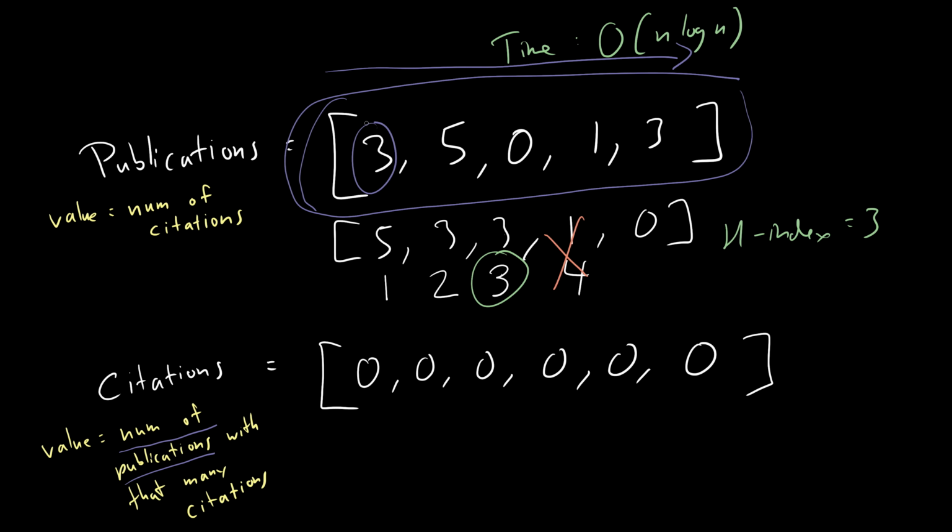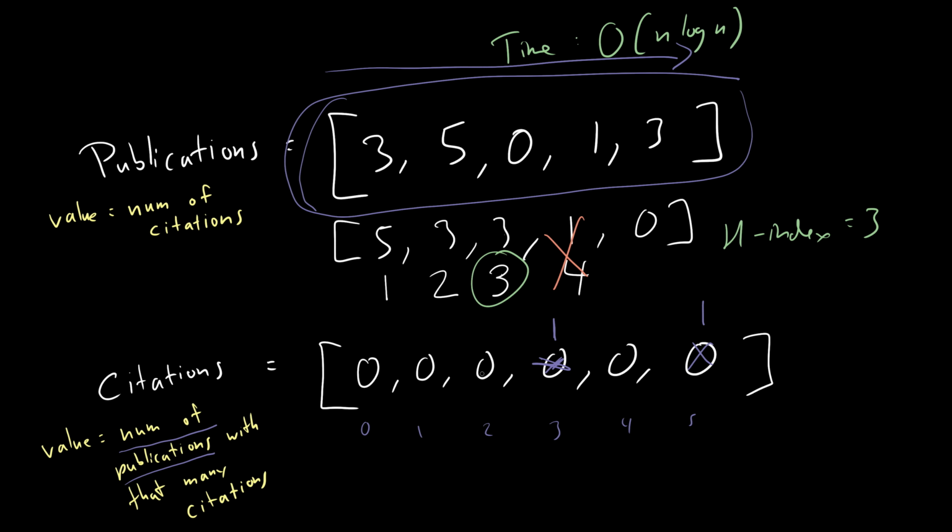Right? It has 3 citations. So 0, 1, 2, 3, these are the index. So I'm just gonna add 1 here. So now this becomes 1, right? And then now we're at 5. So 5, 0, 1, 2, 3, 4, 5, okay. And then we add 1 here. So do you know what I'm doing? I'm just going through the publications array to fill out my citations.